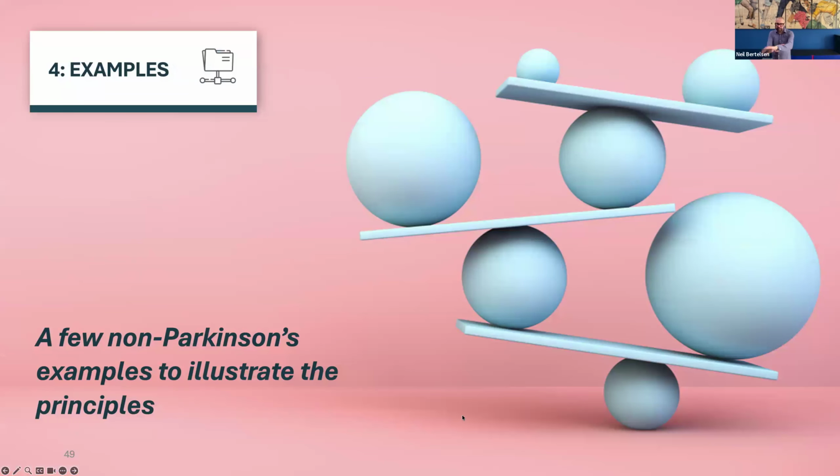Okay. Few examples. How am I doing for time? Okay, I'm going to go through these relatively quick. They're not Parkinson's, but I just want to pull out some key learnings that I take from them.